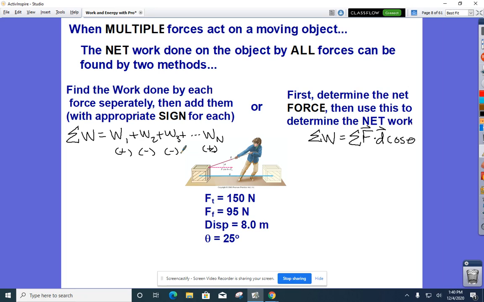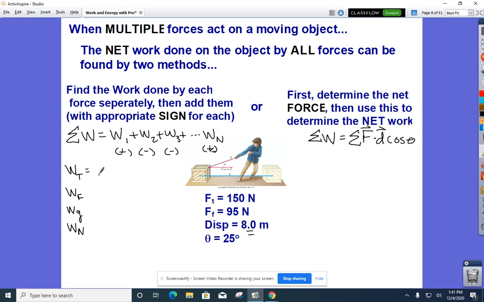Let's go ahead and just take a look at this problem down here. Force of tension 150 newtons, force of friction 95 newtons, the displacement 8 meters, the angle of 25 degrees. Let's go ahead and just try this in both methods. So the work done by the force of tension, the work done by the force of friction, the work done by the force of gravity, the work done by the normal force. These are the four forces that are acting on that object as it's moving through that displacement of 8 meters. Notice that all of these forces, though, have different angles in relation to the way it's moving.